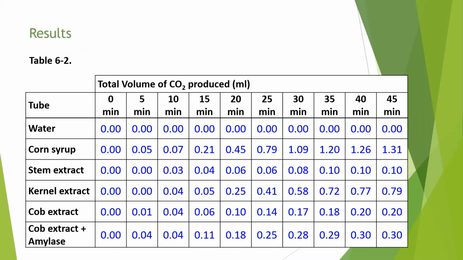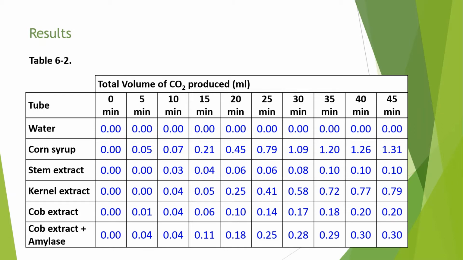Here's a table of some sample data. Your data, of course, will be different, but some of the principles will be the same. You can see water is 0, 0, 0 all the way across, which is good. It shows there's no fermentation there. The corn syrup, on the other hand, is highly active, and the numbers are quite large when you get to the 45-minute part. Everything else should be in between. You can see there's some sample data there for stem extract, kernel extract, cob extract, and amylase, and so on.